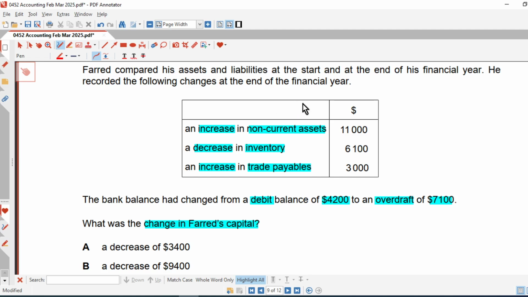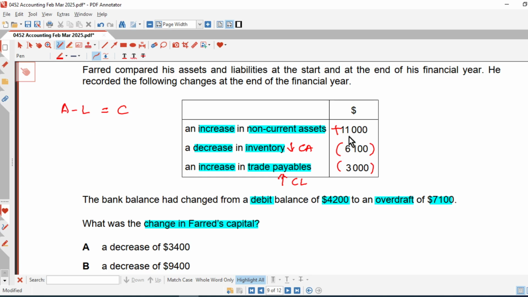So increase in non-current assets, this is something good. It's going to be added. A decrease in inventory, reducing my asset. That's not good for capital, so that's going to reduce. Increase in payables, liabilities going up, not a good thing as well. That will reduce the capital, right? Because you've got to use assets minus liabilities to calculate capital. So any increase in asset is good, right? But any reduction to asset or any increase in liability, that's a no-no.